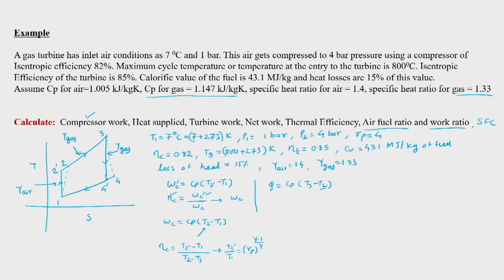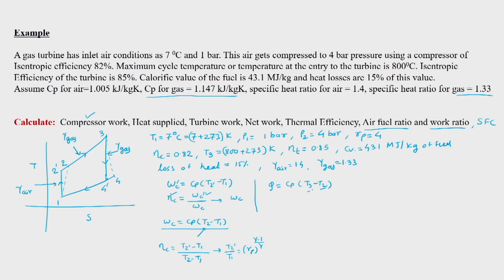T2 dash will be put over here, T1 is known, compressor efficiency is known, so T2 can be found out, and that's the way we can find out compressor work. Otherwise we could have found it from T2 dash and compressor efficiency. But now if we go this way we would know what T2 is.